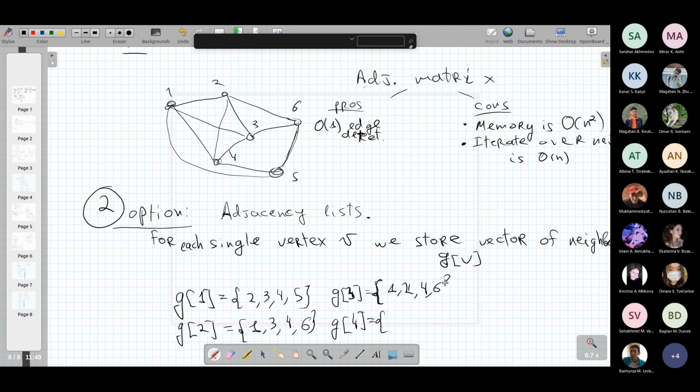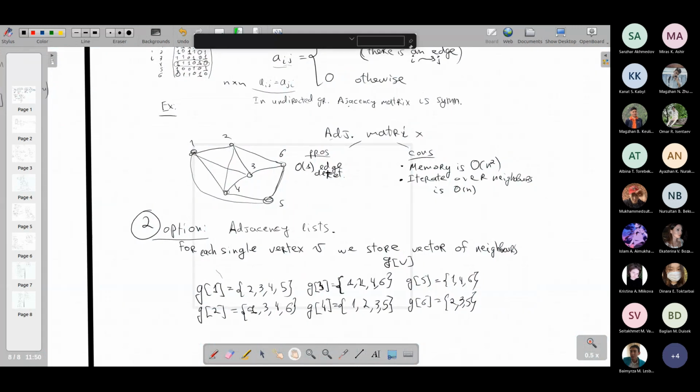And G of 4? 1, 2, 3, 5. It remains to define G of 5 and G of 6. G of 5 is 1, 4, 6. And G of 6 is 2, 3, 5. So this is the adjacency lists.